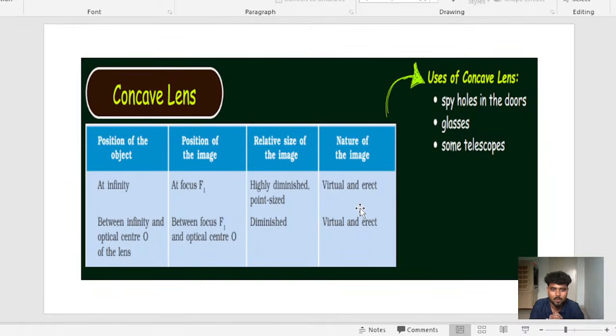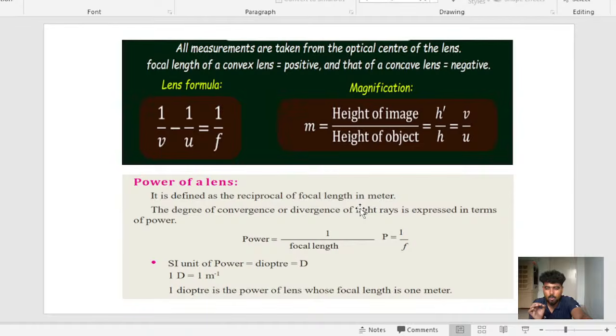Okay. Now, the most important point we are going to see is the lens formula. The opposite of the mirror formula is the lens formula. 1 by v plus 1 by u is equal to 1 by f means mirror formula. 1 by v minus 1 by u is equal to 1 by f means it is lens formula. Okay. In the mirror, the magnification is equal to minus v by u. In the lens, the magnification is equal to v by u.